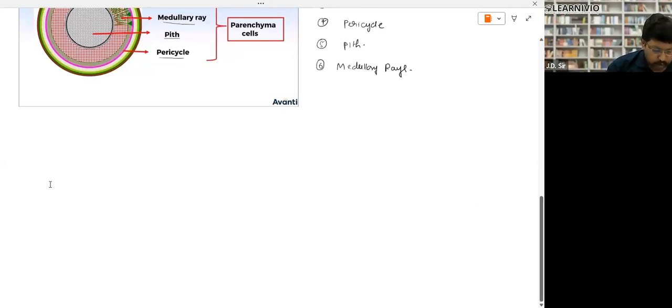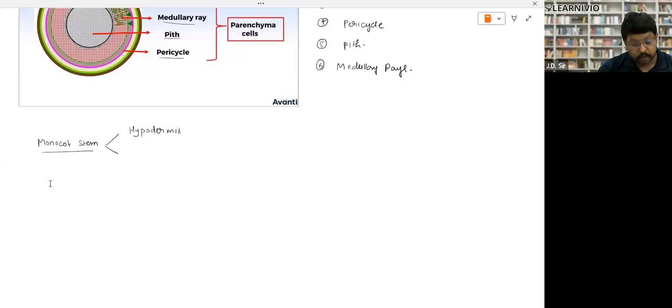So what about the monocot? When we talk about the monocot stem, it has out of them only two parts. What are those? Hypodermis and ground parenchyma. They are basically made up of parenchymatous tissue.